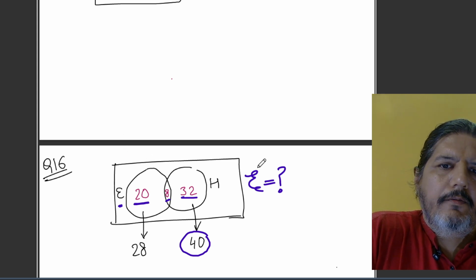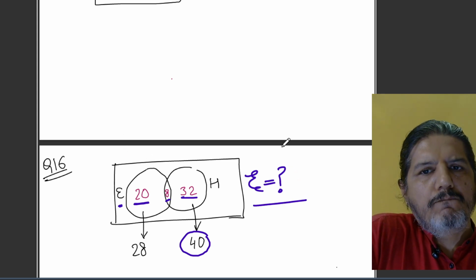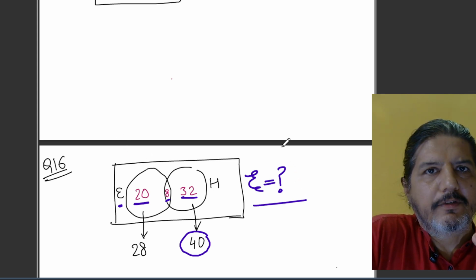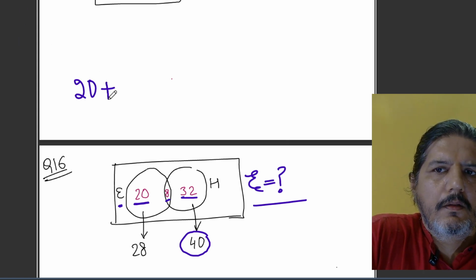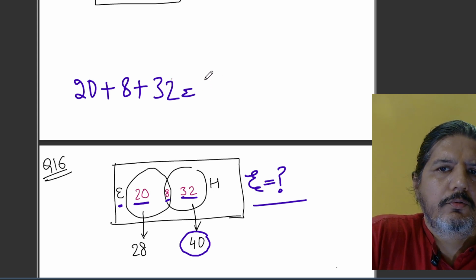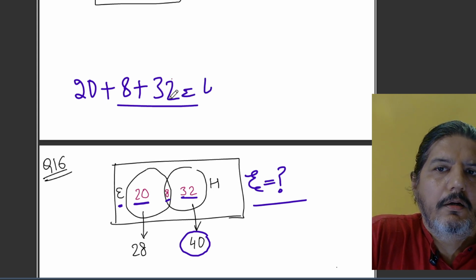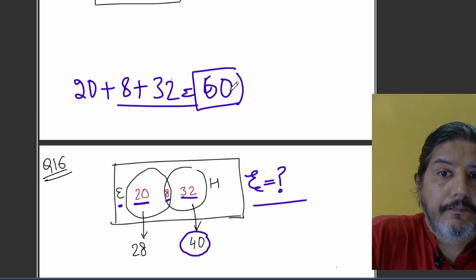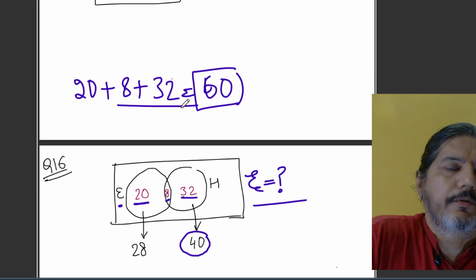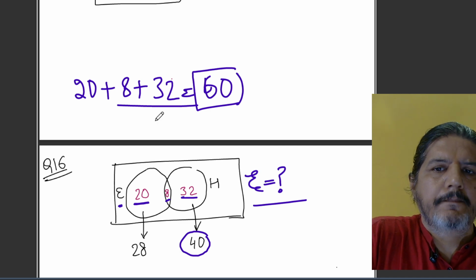So when I have to calculate my universal set, the total number of students will be equal to 20 plus 8 plus 32. That is 40 plus 20, 60. So in the class there are 60 students in total.